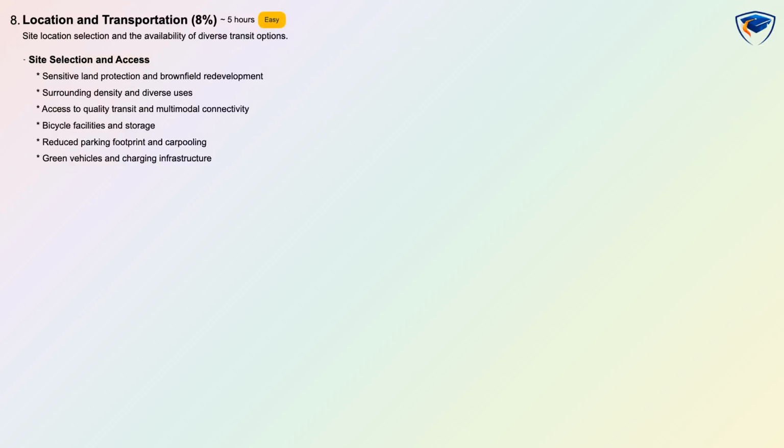Location and transportation is 8%, easy in difficulty, with roughly 5 hours of study and conceptual and scenario-based questions. Learn site selection priorities like sensitive land protection, brownfield redevelopment, surrounding density and diverse uses, and access to quality transit and multimodal connectivity. The domain also covers bicycle facilities and storage, reduced parking footprint strategies, carpooling incentives, and green vehicle charging infrastructure to support sustainable mobility.